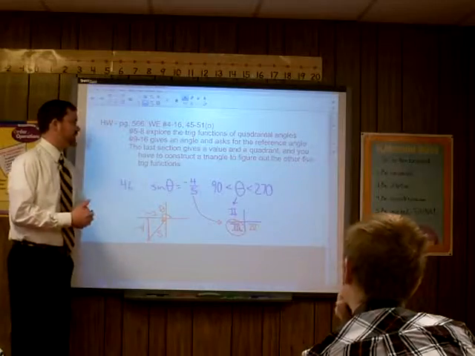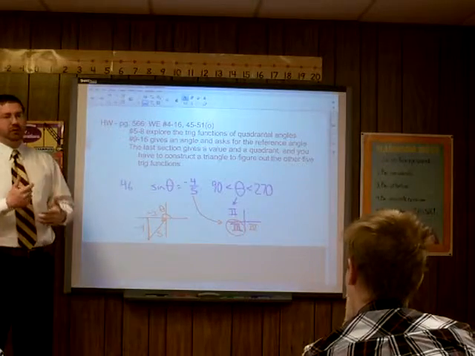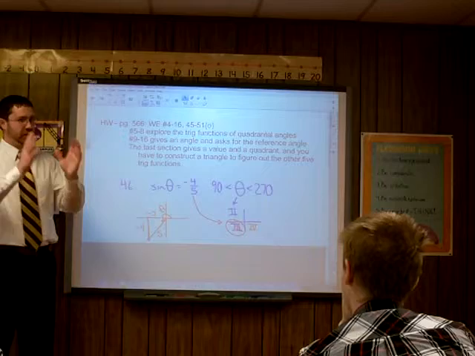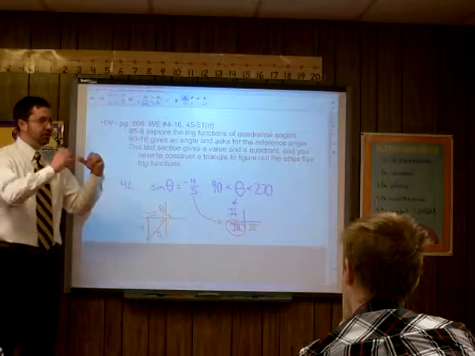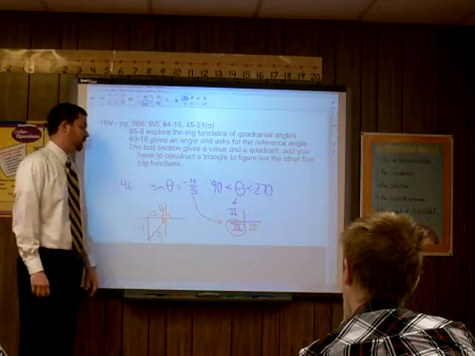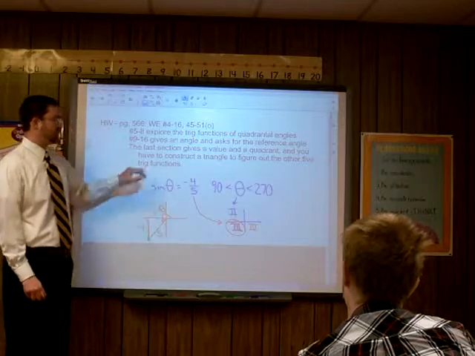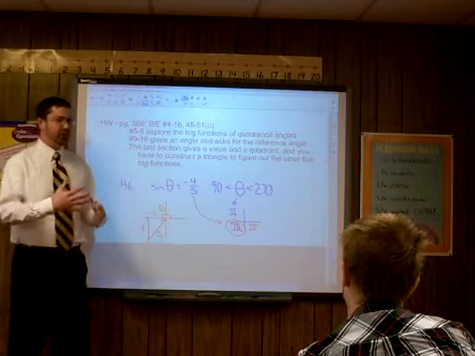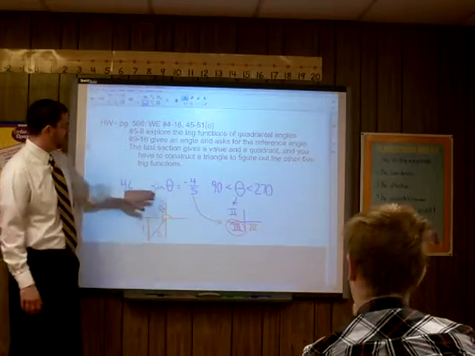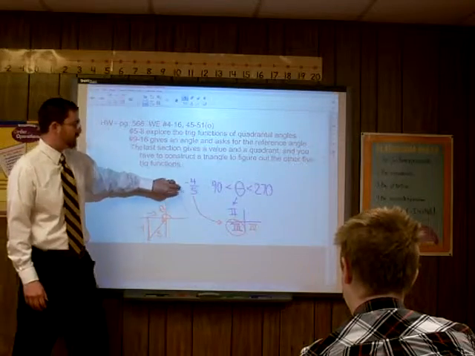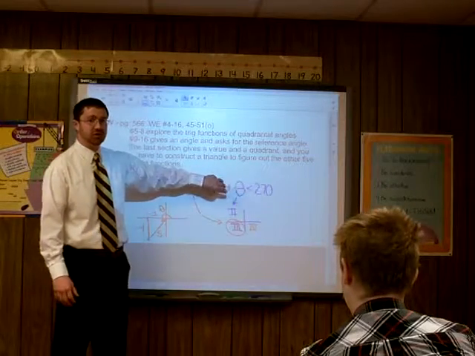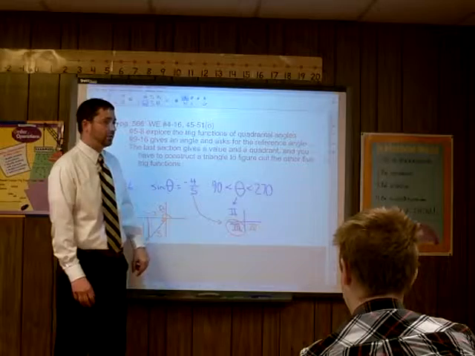And then 9 to 16, they're asking you for reference angles. Getting used to looking at an angle, sketch it, figure out what that reference angle is, okay? And then the last section is kind of a puzzle almost. They give you a value of one of the trig functions, and they give you some other information so you can figure out what quadrant you're in.